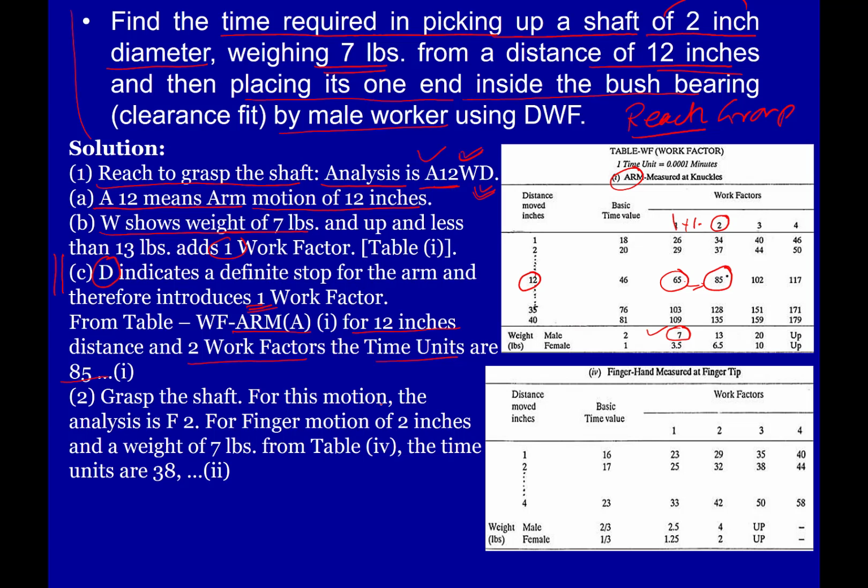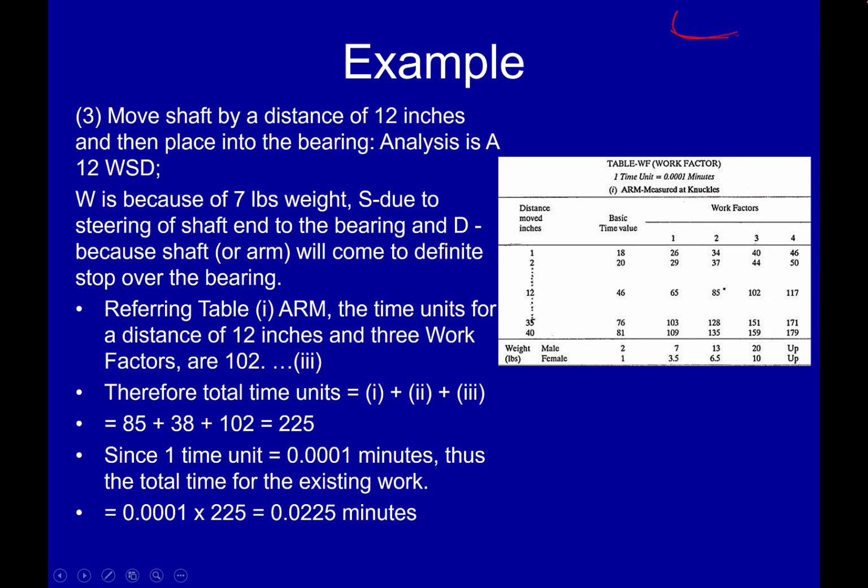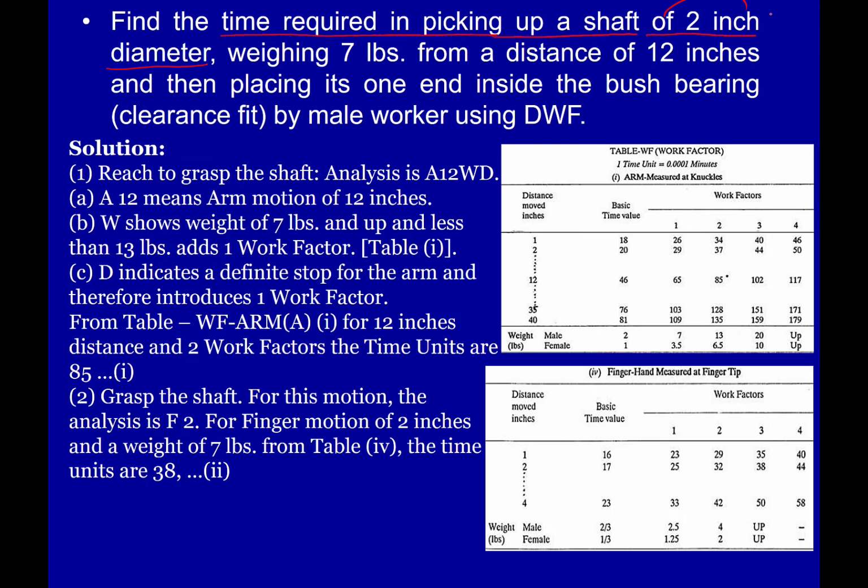Grasp the shaft, for this motion, is analyzed as F. These are the fingers. So the fingers move 2 inches, because the shaft diameter is 2 inches. So it is a finger motion of 2 inches for a shaft weight of 7 pound. This will be obtained from the finger and hand movement table, basically for 2 inches.